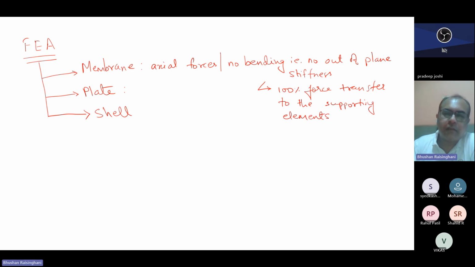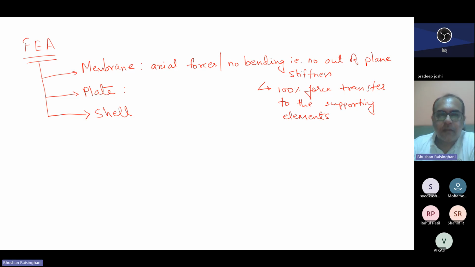So in itself, out of plane bending will not take part, and it will only take the axial force like a cord. And it will transfer the bending to the supporting elements. So that is the characteristic of a membrane.